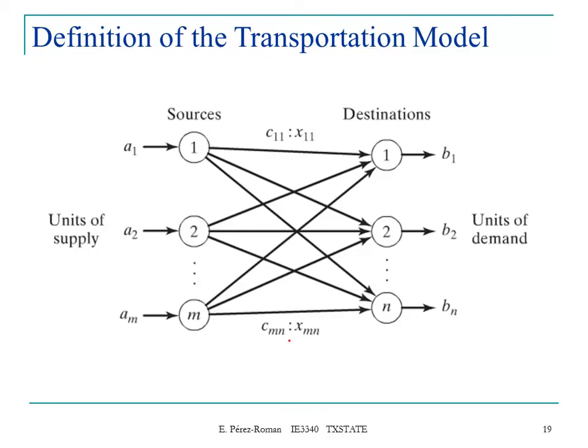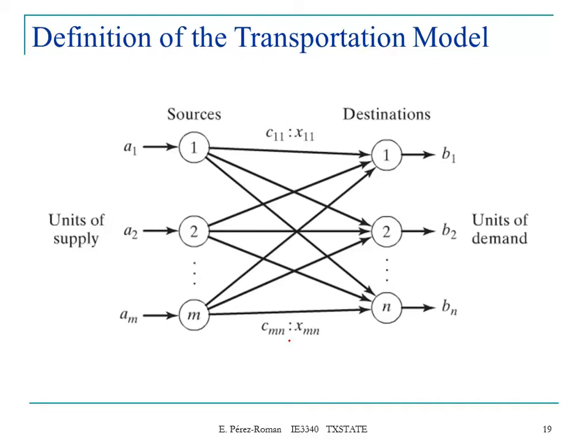Another way to see these problems is using what we call a network. So you have nodes, arcs, and another set of nodes. This first group of nodes basically represents the sources. These are your plants. And this group of nodes are the destinations, which are your distribution centers.